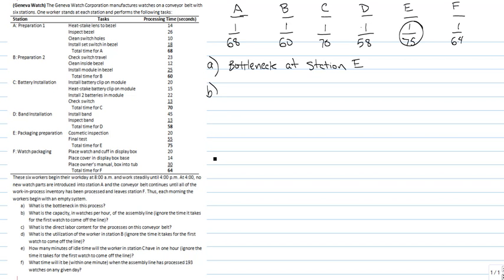For part B, to determine the capacity of the overall system, we'll take the process capacity, which is equal to the capacity at the bottleneck, 1 over 75, and multiply that times the number of seconds in an hour, 3,600. This will get us a capacity for the entire system of 48 watches per hour.